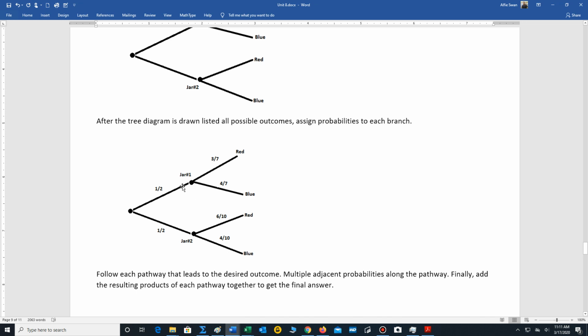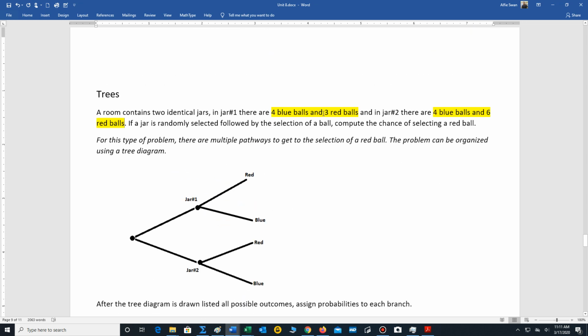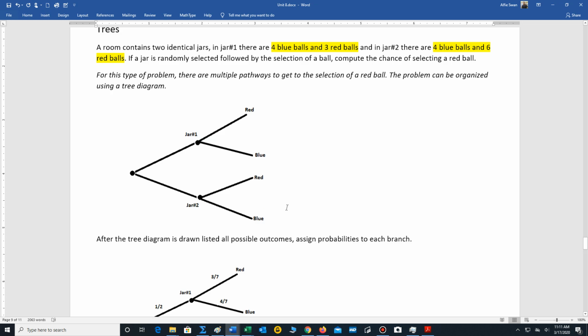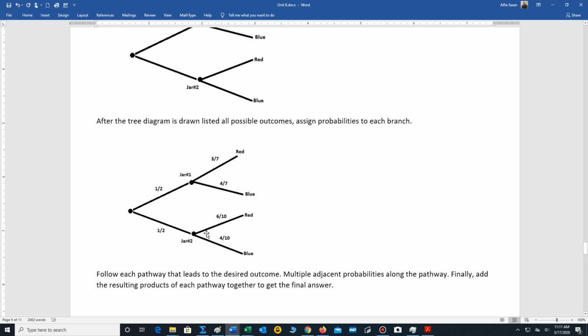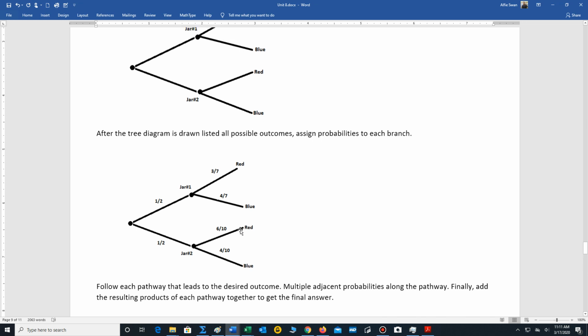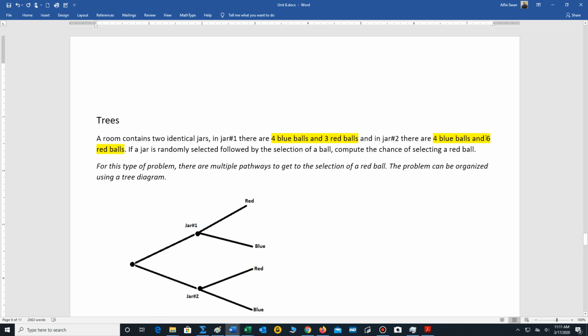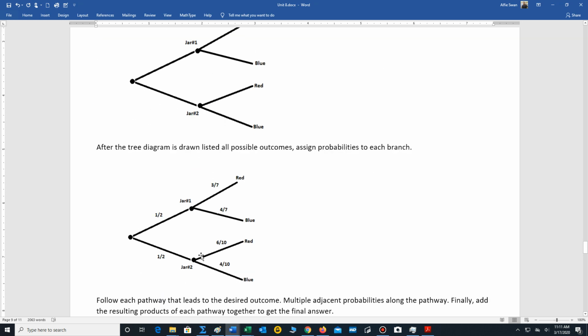So let's take a look. What if we select jar 1? What's the chance of selecting a red ball? Well, if we go back, we have 3 red balls out of 7. So there's 3 out of 7 chances of selecting a red ball. That means there's 4 out of 7 chances of selecting a blue ball. And following that reasoning, for jar 2, we have 6 red balls out of 10. So the probability of selecting a red ball is 6 out of 10, a blue ball 4 out of 10.